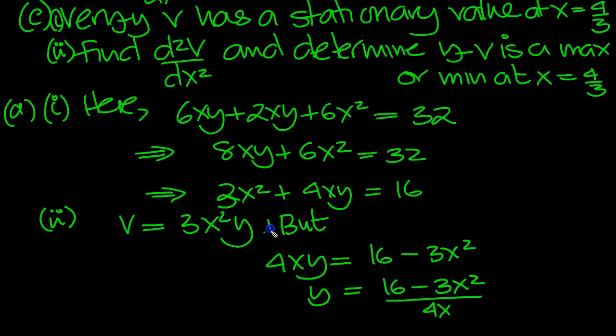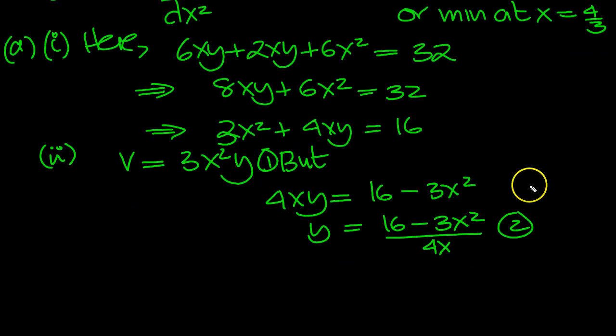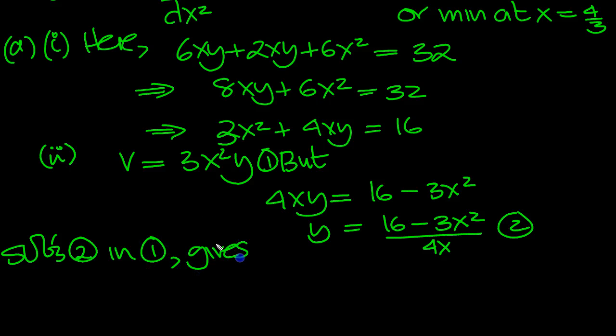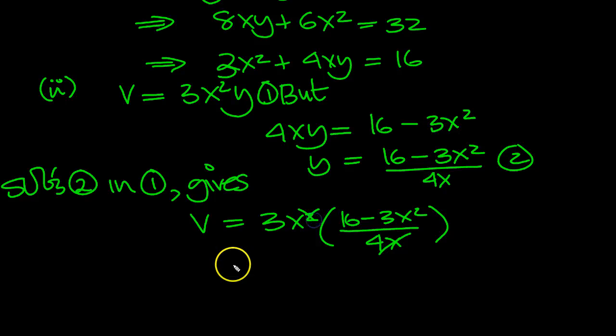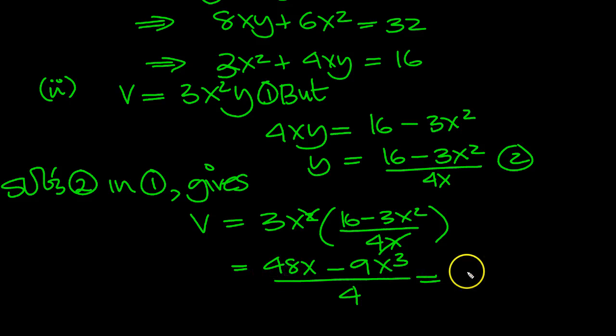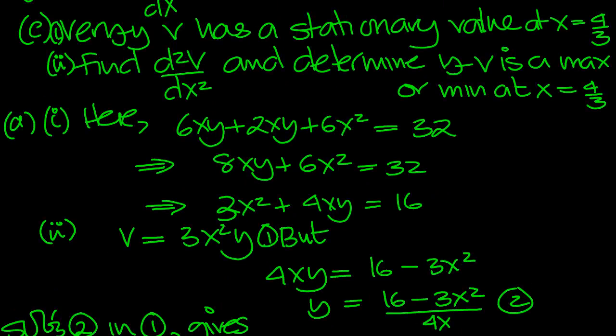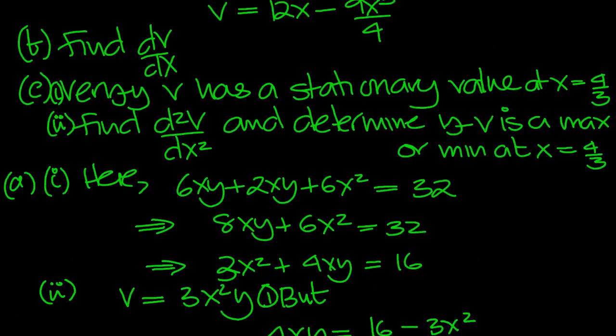So I can sub this. This can be number 1. This can be 2. So sub 2 in 1. 2 into 1 gives, so the volume then, 3x squared times y, which is 16 minus 3x squared over 4x. Okay, and x will cancel here and here, and we're just left with 3x on top, so it's 48x on top. 3x times minus is minus 9x cubed over 4. Divide by the 4 here, then we get 12x minus 9 fourths. Split the fraction up, x cubed, which is what we needed to show for the volume, wasn't it? Which was here. Find dV/dx then. 12x minus 9x cubed over 4.